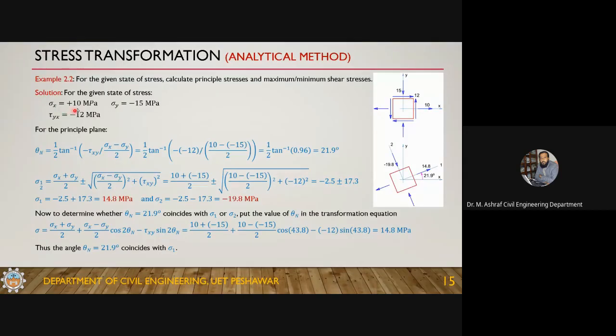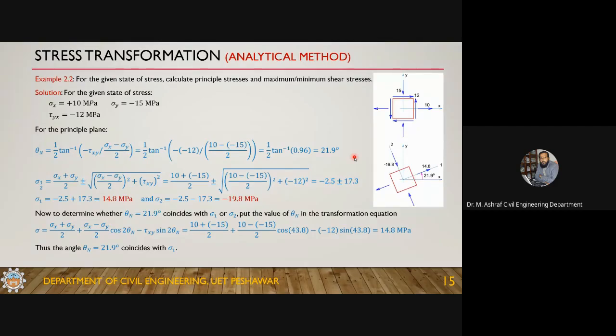So this is sigma x is plus 10, sigma y is minus 15, and tau xy is minus 12, and it is required to calculate principal stresses and maximum and minimum shear stresses. So principal stresses, it's very easy to calculate, but let's locate the plane also. So theta n is half tangent inverse of this, so this results in plus 21.9 degree. So the principal plane is making an angle of, since this is plus 21.9, a counterclockwise angle with the x plane.